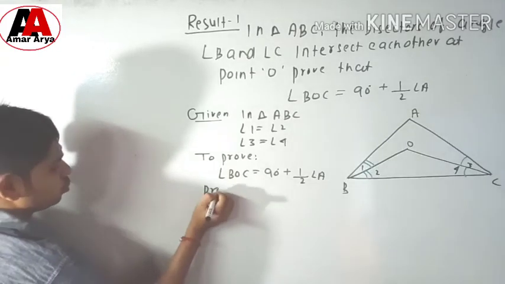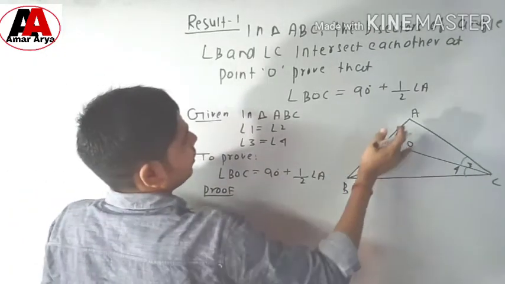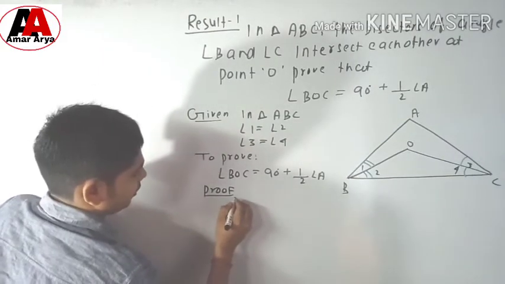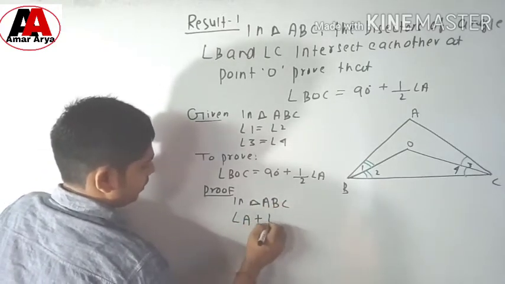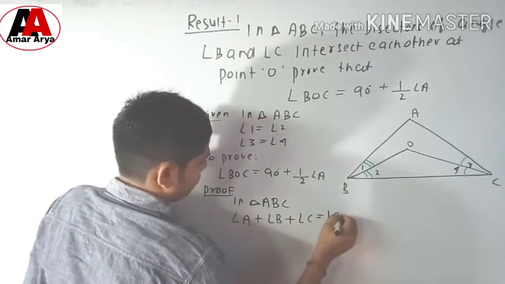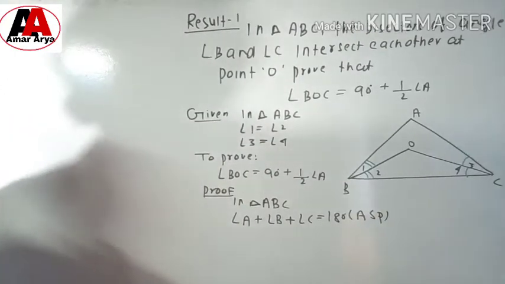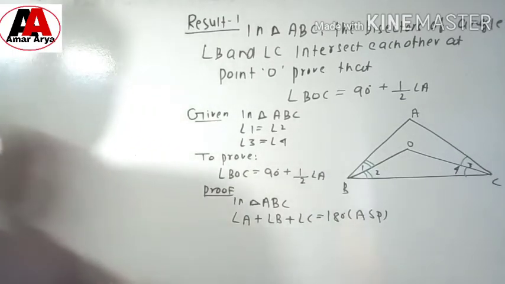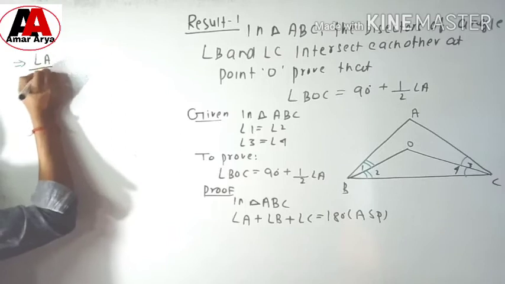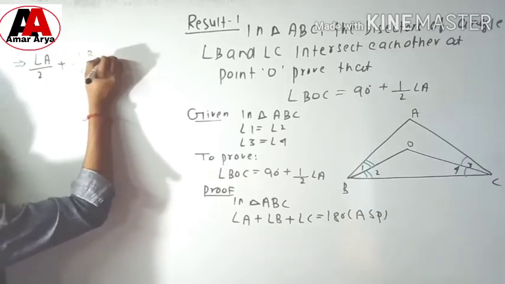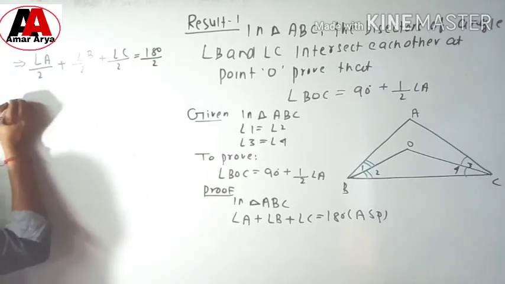First of all we need to find angle BOC. In triangle ABC, angle A plus angle B plus angle C equals 180 degrees, due to the angle sum property of a triangle. Now dividing by 2, we get angle A by 2 plus angle B by 2 plus angle C by 2 equals 180 by 2.